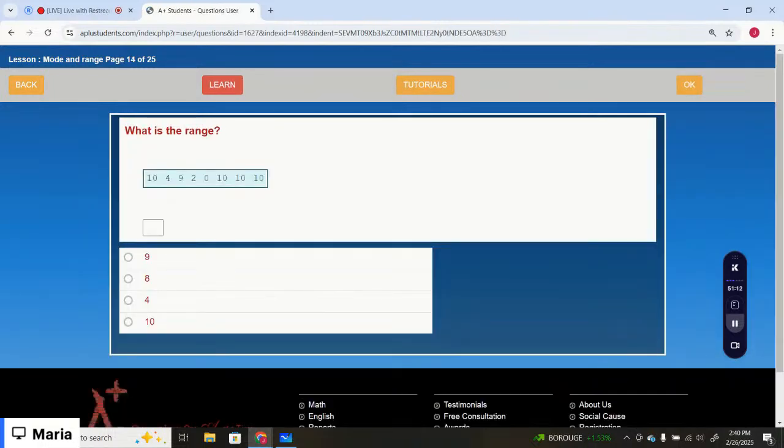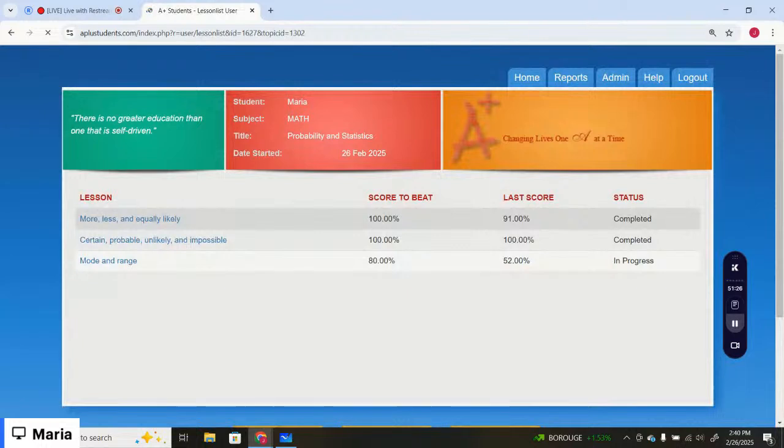Okay, you can complete the lesson by yourself later today. We were working on grade 1 math. The chapter we were working on is probability and statistics. The lessons we have covered today are more, less, and equally likely; certain, probable, unlikely, and impossible; mode; and range.